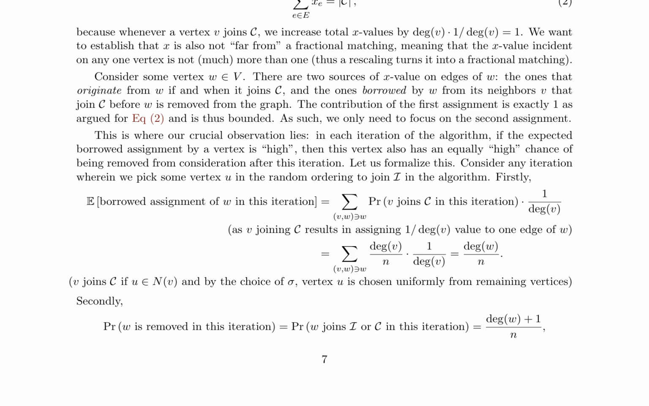Furthermore, the probability of W being removed in this iteration is the probability of W joining I or C in this iteration, which equals (deg(W)+1)/n. This new scheme effectively balances the x values across vertices and edges, ensuring the resulting assignment is close to a fractional matching. By leveraging the properties of the randomized greedy MIS algorithm, this approach provides a novel method for deriving a fractional matching from a single run of the algorithm.